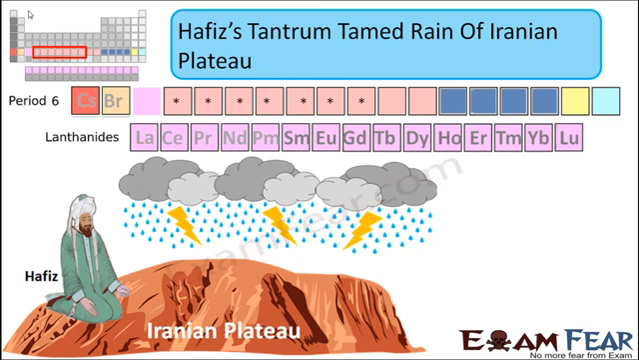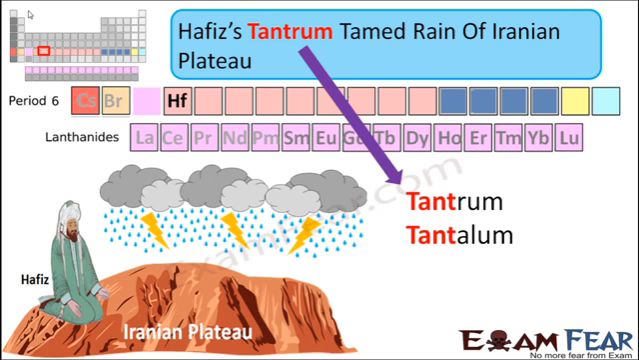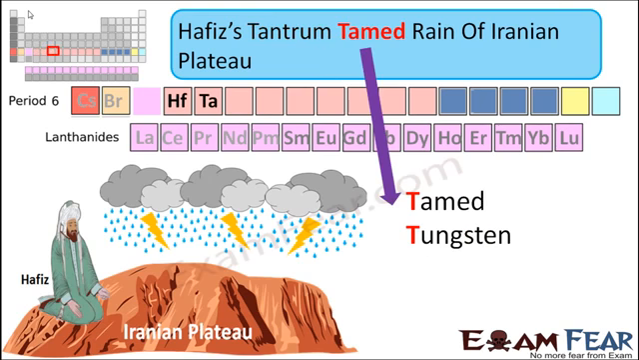Now please remember to spend some time on each slide trying to focus on the image, because if you look at the image very carefully, that image will be there in your mind, and that will help you to remember the tip more easily. So here Hafiz reminds us of hafnium, tantrum for tantalum, tamed for tungsten.